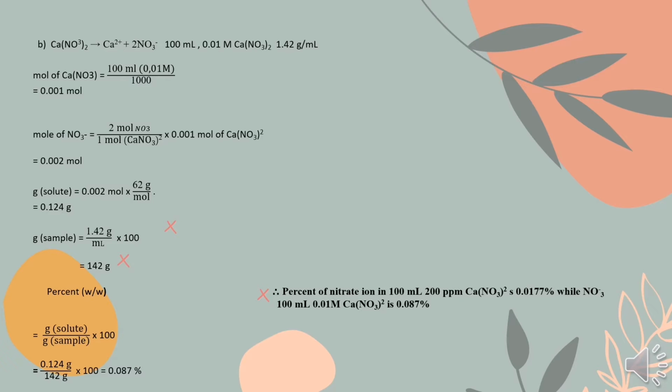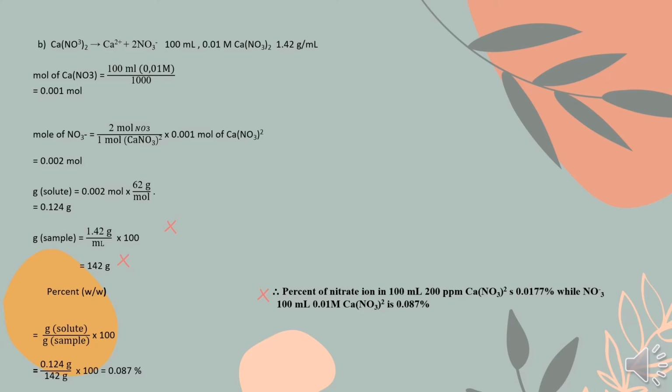After we get each weight, we can calculate the percent. Okay, for the percent, weight of solute divided by weight of sample and multiply with 100. After we calculate the percent, we get the answer, which is 0.087%.